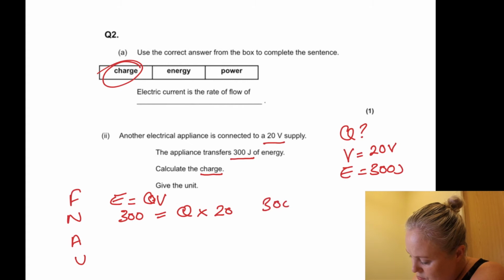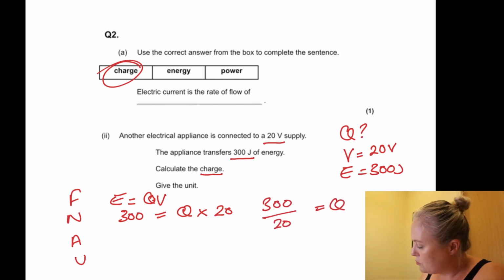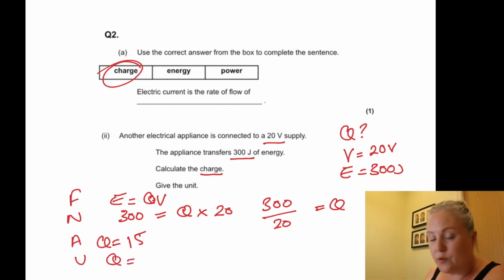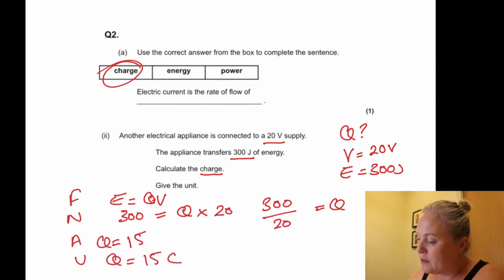So it's going to be 300 divided by 20 gives me Q. So 300 divided by 20 gives me an answer of 15. So Q equals 15. But don't forget the unit. What is the unit of Q? Q is charge. What's the unit of charge? Charge is coulombs, 15 coulombs.